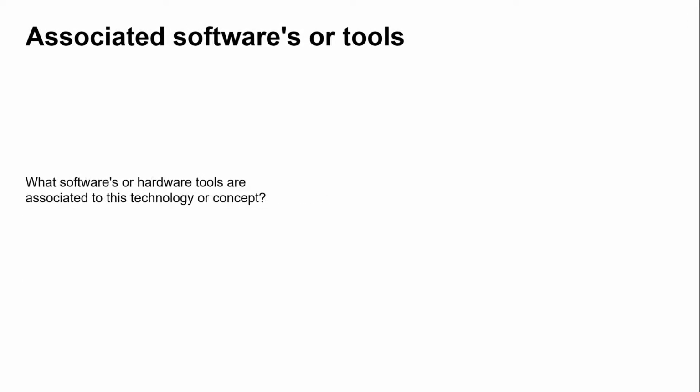Next up is the associated softwares or tools. So list, denote and discuss what softwares or hardware tools are associated with this concept. Not every one of these is going to have softwares. They might be more hardware specific, and vice versa. Some may not have any specifically, but they may relate to certain softwares that are used in conjunction with this concept. So be sure to think outside the box there.